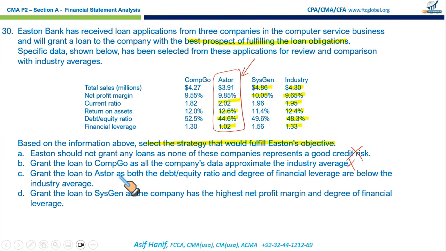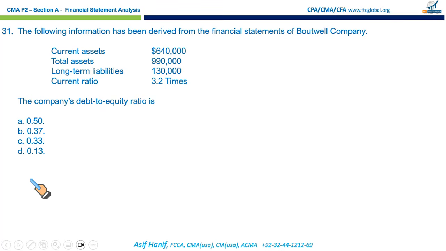Grant the loan to Astor as both the debt equity ratio and degree of financial leverage are below the industry average. See, excellent. This is what we should do, because it represents a low level of financial risk. D. Grant the loan to Sysgen as the company has the highest net profit margin and degree of financial leverage. A high degree of financial leverage is not good. We need the one that has a lower degree of financial leverage. It's a measure of risk. Right? So we got the answer. C is the correct option.